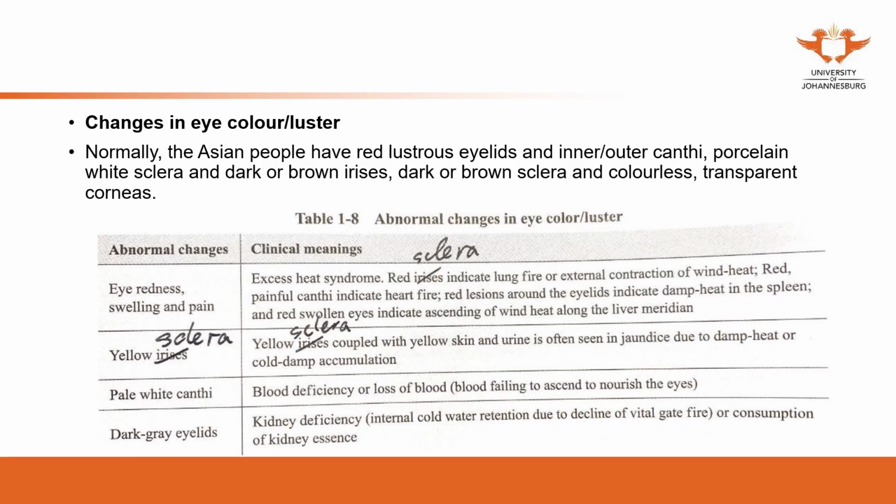Why are redness, swelling, and pain excess heat? That's because heat, the fire, can go to the top part of the body and also increase the circulation. It depends on which area the heat is in. If the redness is in the corner, that's hot fire. If it's in the sclera, it's lung fire.